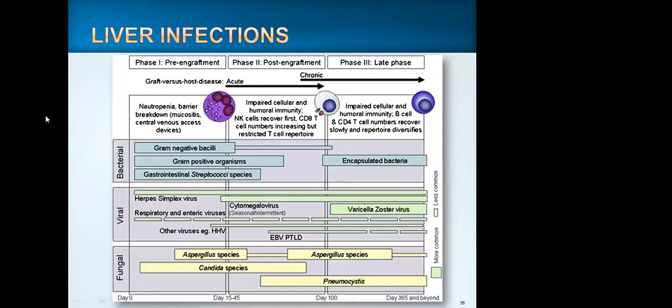In this chart I have put when liver infections will come in the acute stage. Acute GVHD will happen within particular days, and chronic GVHD will happen after more than 100 days. It shows which bacterial infections will come during the acute phases and which viral infections will come. I have put this chart day-wise.